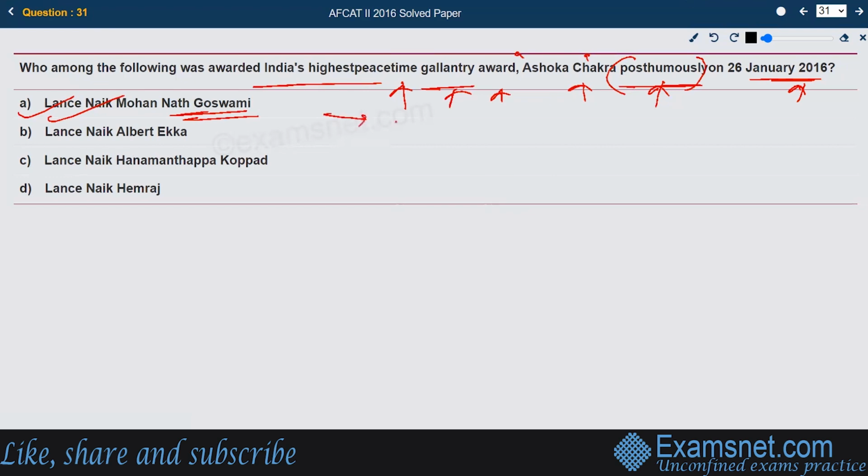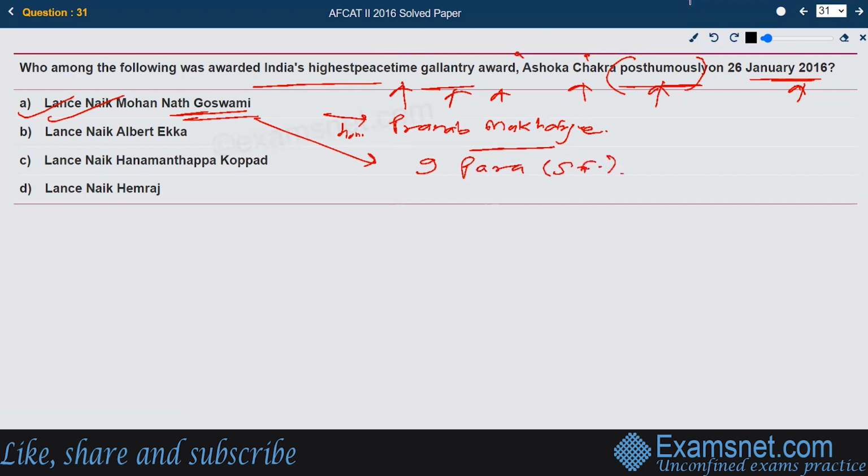At that time President Pranab Mukherjee confirmed this award and delivered it to Lance Nayak Mohan Nath Goswami. It was the highest peacetime gallantry award, the Ashok Chakra, in January 2016. Lance Nayak Mohan Nath Goswami belonged to the 9 Para Special Force, and laid down his life while fighting LeT militants in the district of Kupwara, Jammu and Kashmir. So he received this award, the Ashok Chakra.